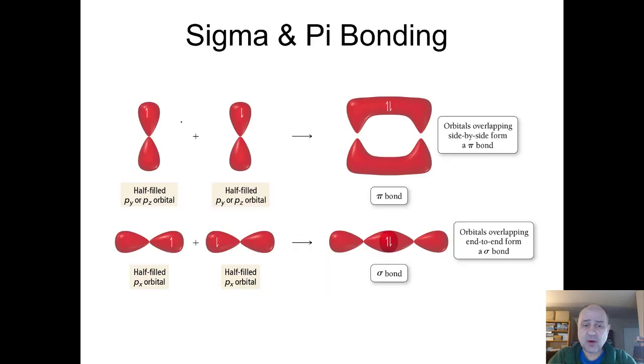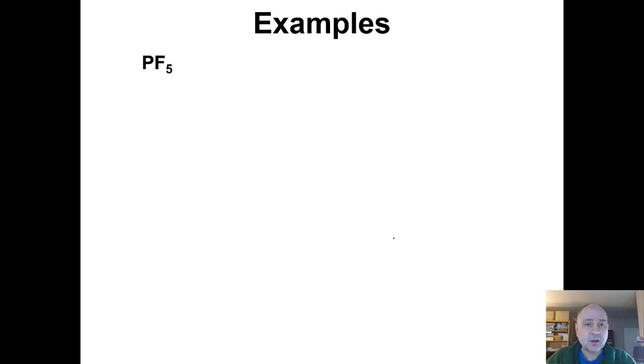This again is just another representation. It's the same thing, looking at the sigma component and the pi component here, right? So sigma and pi, no problem, right? So let's do that for PF5.